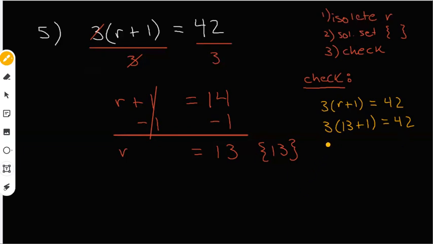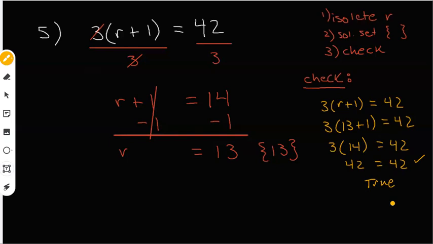Well, what's 13 plus 1? That's going to give me 14. And now I have 3 times 14 on the left side. That's going to give me 42. So that gives me 42 equals 42. That is my true statement. So 13 is actually going to work for r.